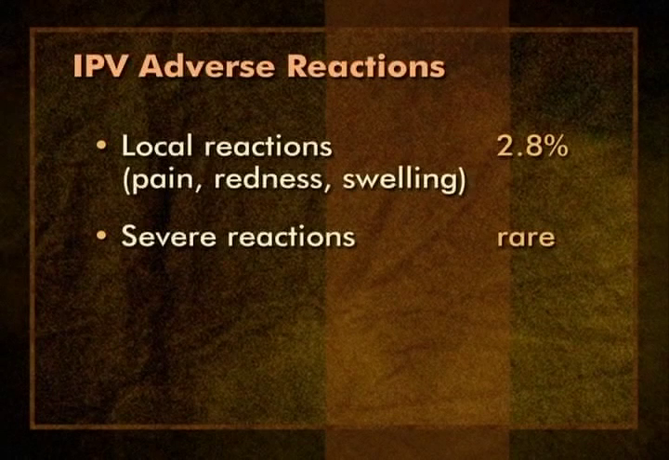Severe adverse reactions are rare and are mostly allergic reactions. In the past, almost all adverse reactions following polio vaccine were due to oral polio vaccine. Vaccine-associated paralytic polio was a rare occurrence, but it led to the discontinuation of use of OPV in the United States. However, OPV is still being used extensively outside the United States and could be encountered by travelers, as we described earlier.